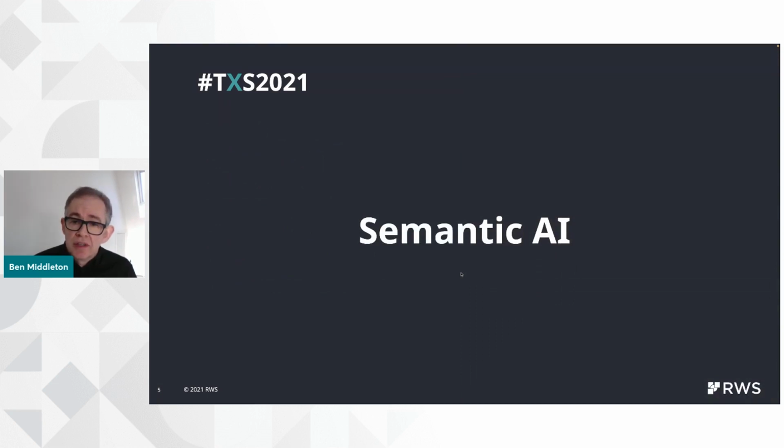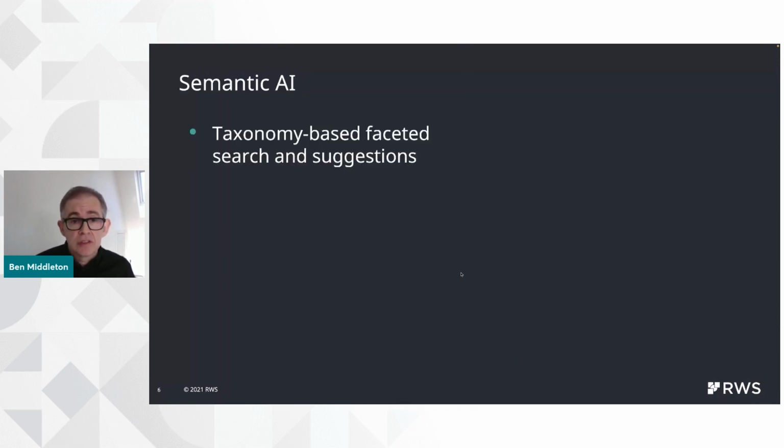So first up is our semantic AI stuff. So you heard already yesterday about why this is interesting to our customers and why we're building it. It's really about how do we expose taxonomy-based faceted search to our web applications.